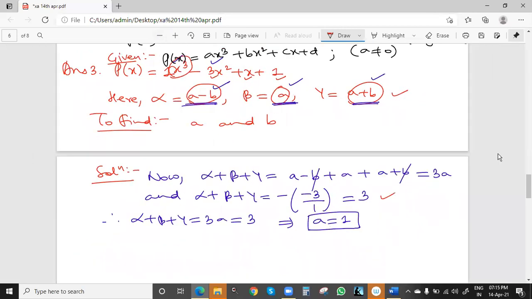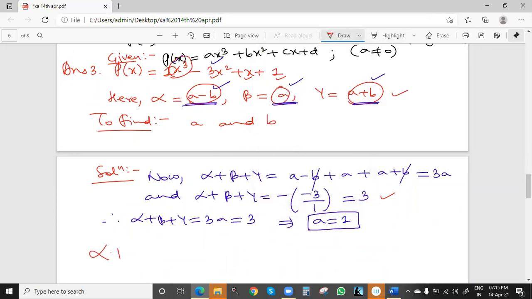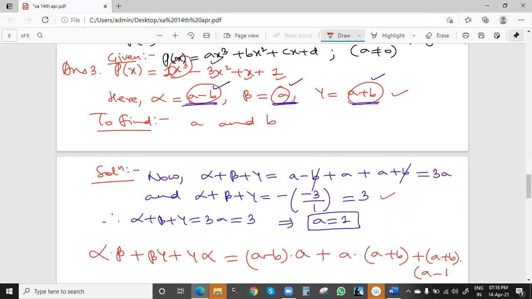Now we have the second one, the sum of the product of two zeros: alpha beta plus beta gamma plus gamma alpha. First we'll put the values. Alpha is a minus b, into beta is a, plus beta is a into gamma is a plus b, plus gamma is a plus b into alpha, that is a minus b.